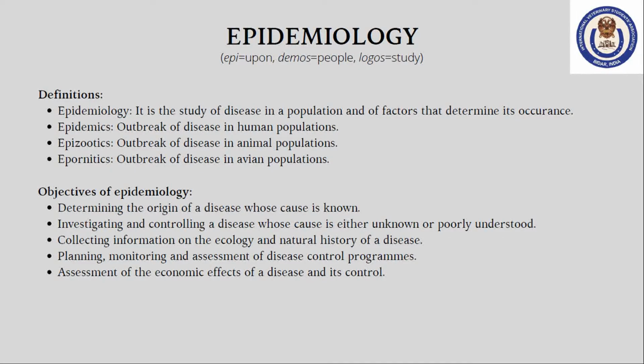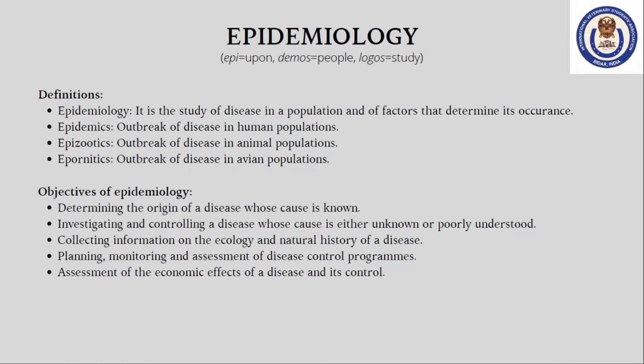There are 5 objectives of epidemiology. First is determining the origin of a disease whose cause is known. That is, when a disease occurs whose cause is known, it is important to determine its origin for the control of the disease. Second is investigating and controlling a disease whose cause is either unknown or poorly understood. That is, when a disease occurs whose cause is not properly known, then epidemiological investigations are required for its control.